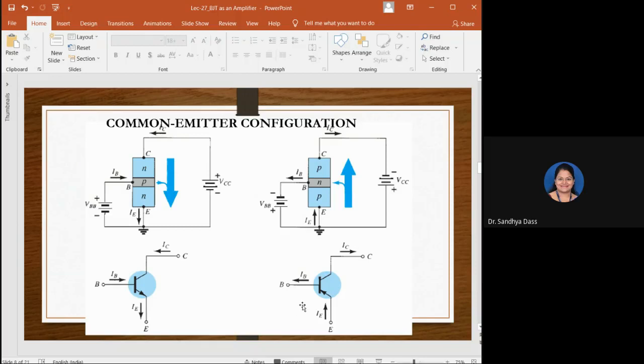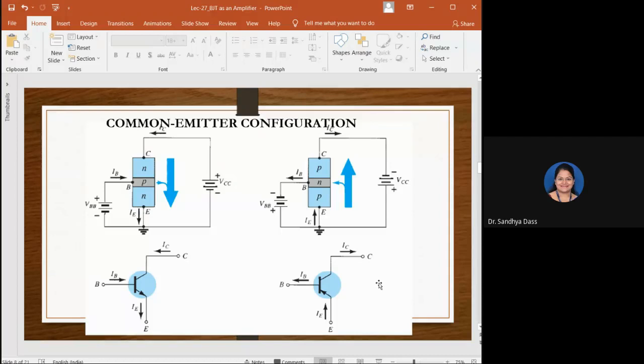What is the input current? Can you tell me here? For common emitter configuration, what is input current? Base current. You can observe here. Input current is base current. Output current is collector current. Input voltage is VBE. Output voltage is VCE.